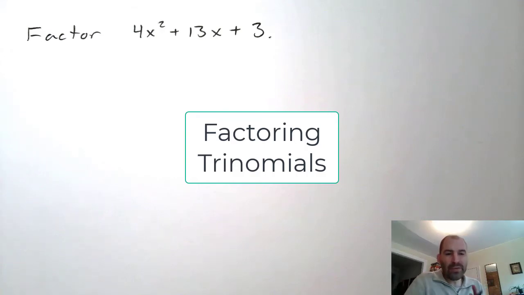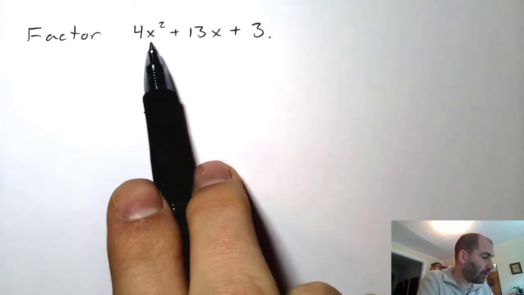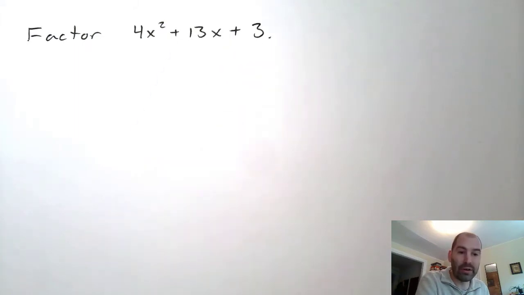Hi there. In this video, we're going to be talking about how to factor trinomials. Tri means 3, so these are polynomials with 1, 2, 3 terms. So how do we factor these?